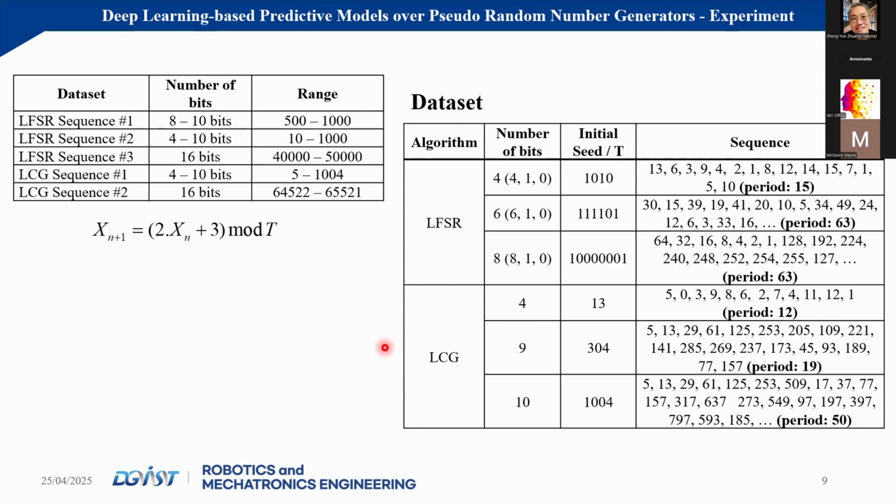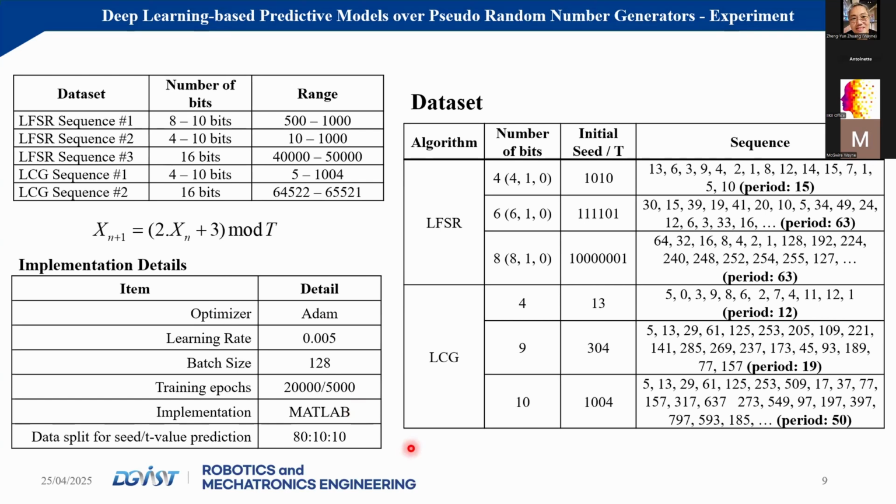To make sequences for LCG, we consider the A and C values to be 2 and 3. Two data sets were created. For one, we changed the T values from 5 to 1004, and the other from 64,522 to 65,521, generating 1,000 different sequences. Likewise, the full length period becomes longer as T value increases.